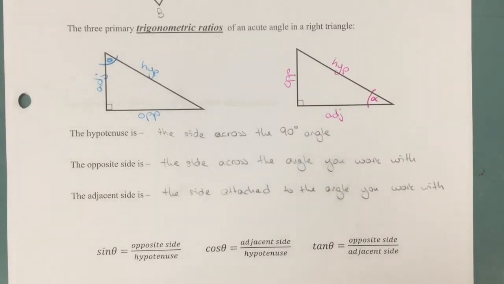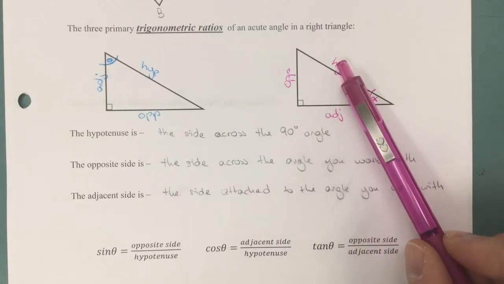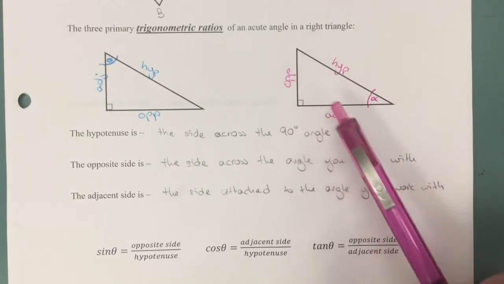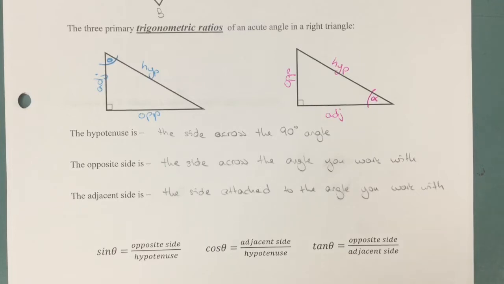And so every time you start working with a right triangle and you want to use the trigonometric ratios, your first thing is to identify what is the hypotenuse, and then identify the other two sides based on the angle that you're working with. And now here are the ratios.